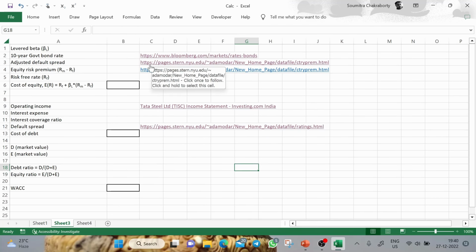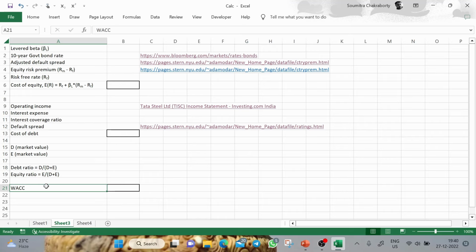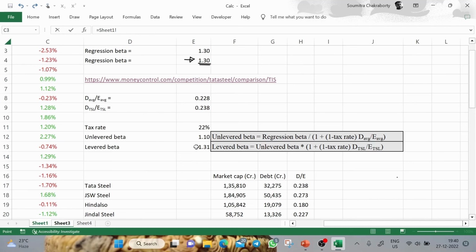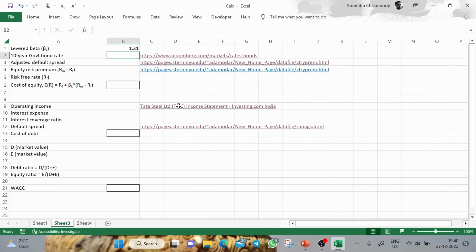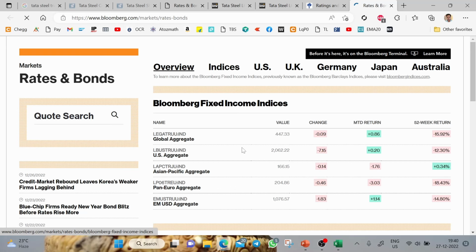In the next page, we will calculate the cost of equity and cost of debt and finally WACC. Before doing that, enter the levered beta that we have found, which is 1.31. And then you have to find the 10-year government bond rate using the Bloomberg data. We have already shown this in the video.